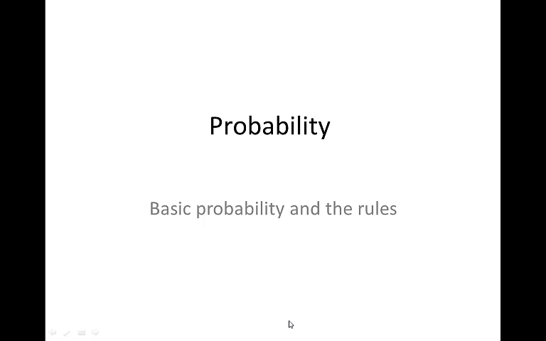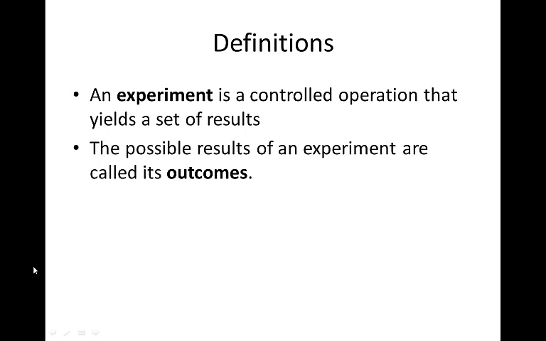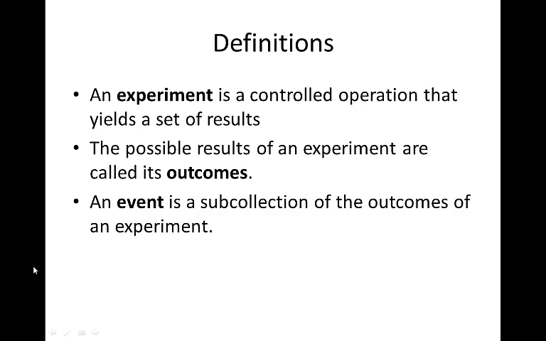Okay, in this lesson we're going to look at some of the basic rules of probability. So first, some definitions. We're going to talk about an experiment. This is a controlled operation that yields some set of results. And the possible results of an experiment are called its outcomes. An event is a subcollection of these outcomes of the experiment.